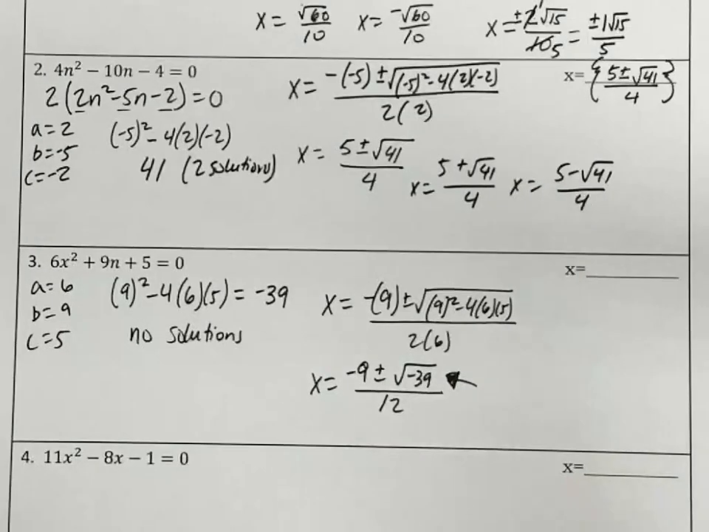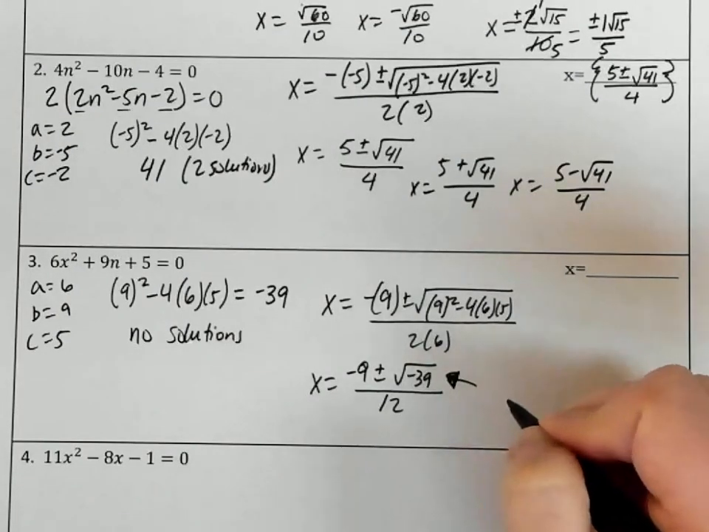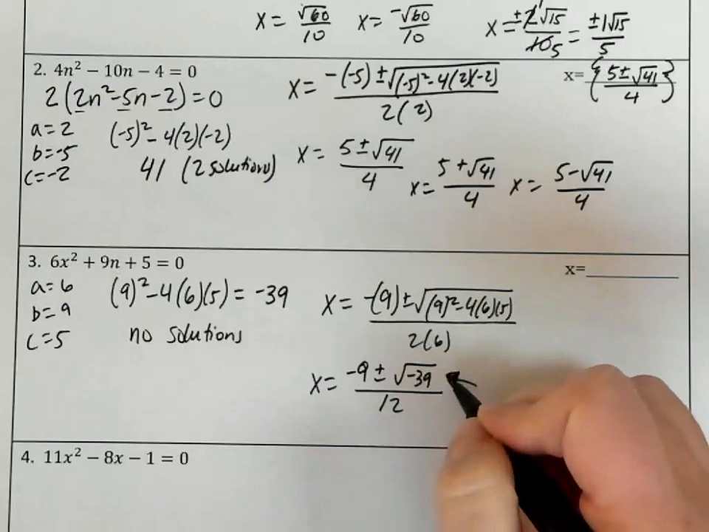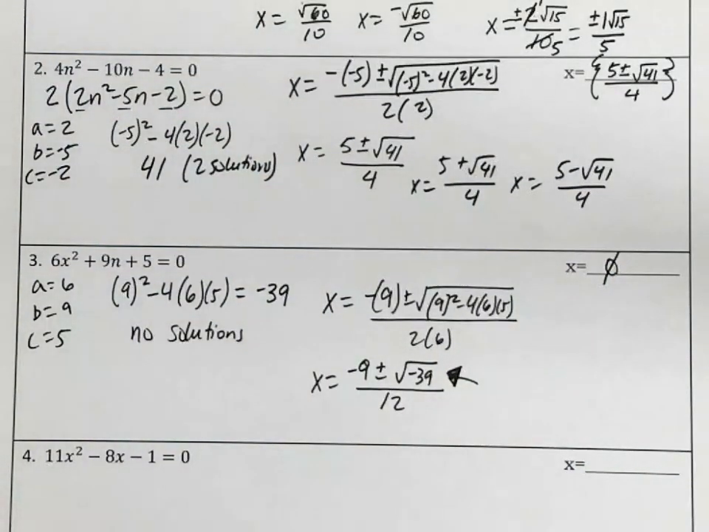That square root of a negative 39 gives us a number that is not real. And so that is the reason why we're going to call this a no solution quadratic.